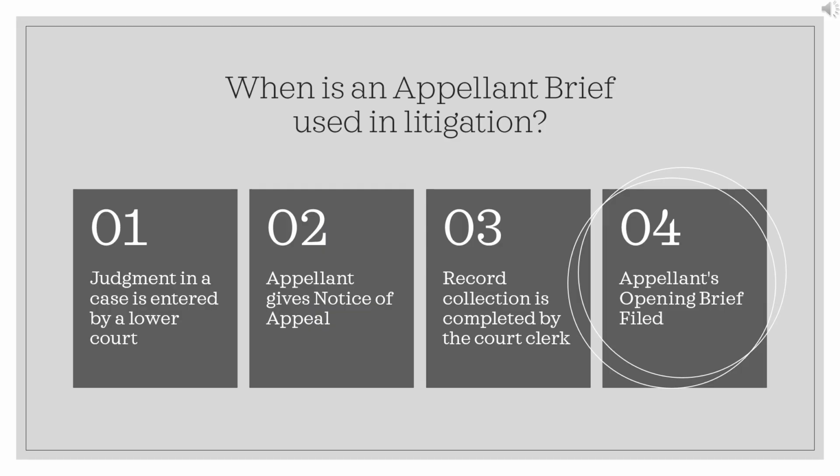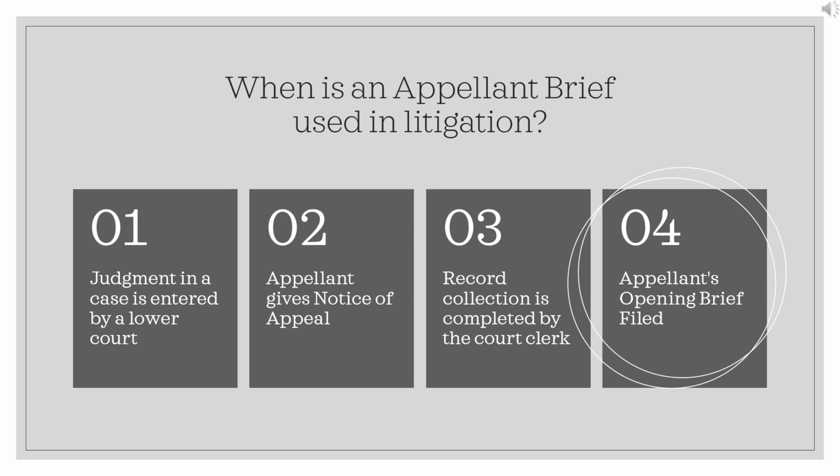There are a few steps that have to happen before an appellant brief is utilized. First, the judgment in a case has to be entered by a lower court. Next, an appellant has to give notice of an appeal. Following the notice of appeal, the record collection has to be completed with the appeals court. The record collection brings all of the lower court records to the appellate court for review.